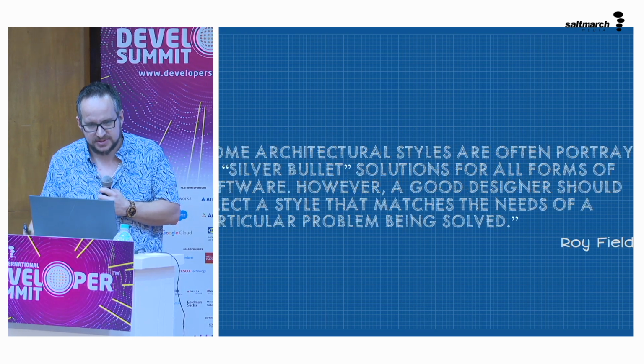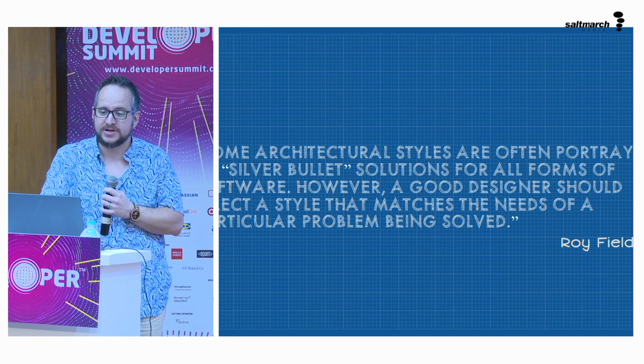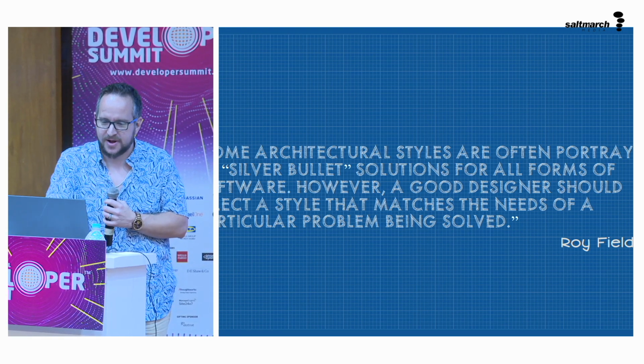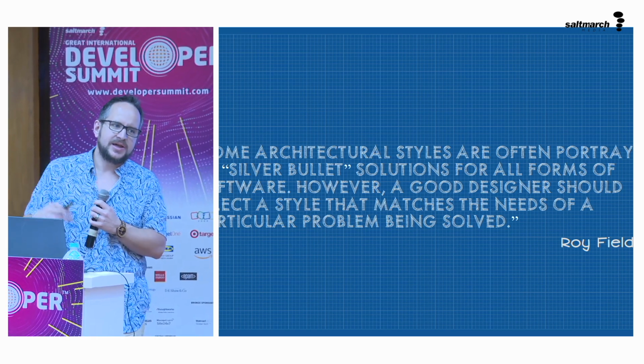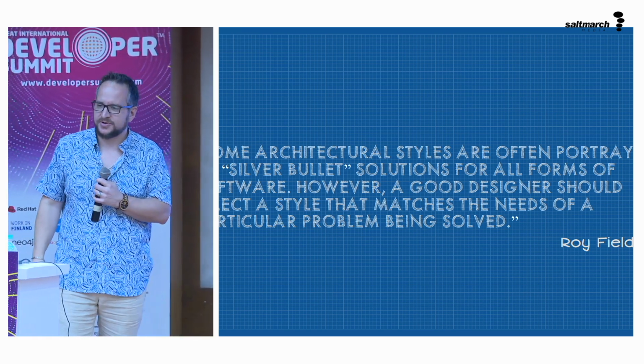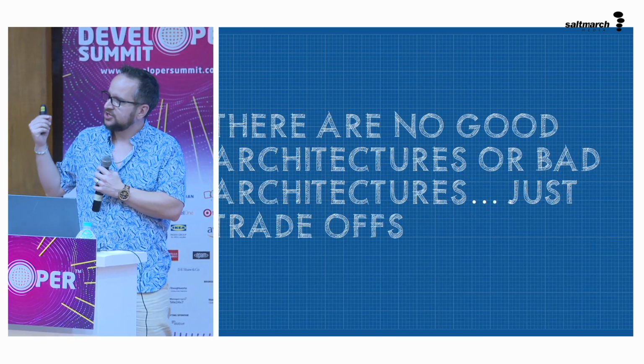He says, some architectural styles are often portrayed as silver bullet solutions for all forms of software. However, a good designer should select a style that matches the needs of a particular problem being solved. And that takes us back to that unalienable law of software architecture. There are no good architectures. There are no bad architectures, just trade-offs.